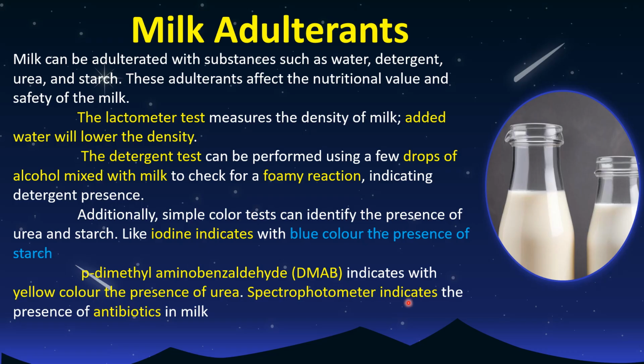So we can understand that starch is present. And urea presence can be indicated with para-dimethyl aminobenzaldehyde, DMAB. This reagent will give yellow color if urea is present. Apart from that, if the cow has been administered some antibiotic, the milk will also have that antibiotic. That presence could be detected by spectrophotometer.